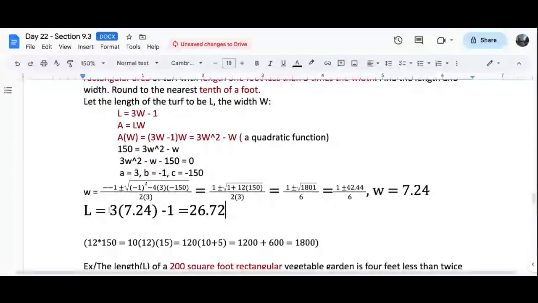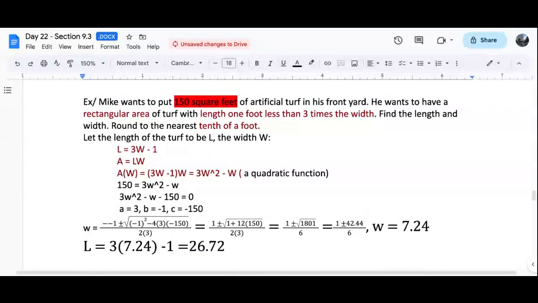So just take the width to be 7.24. Then we plug into 3W minus 1, which is the length. So 3 times the width, then minus 1. So the length is 26.72. So that's the application. All right, so you will have such kinds of questions in your final exam.